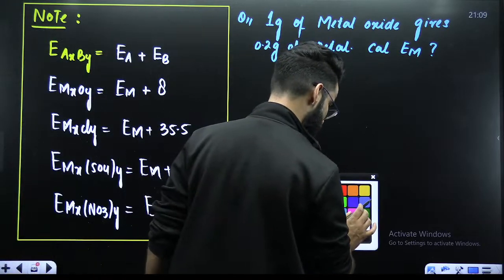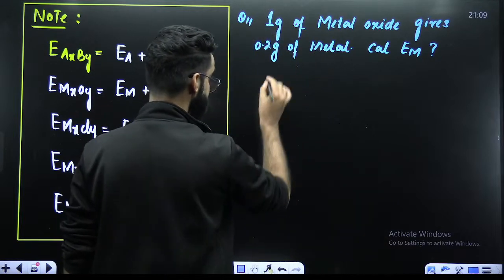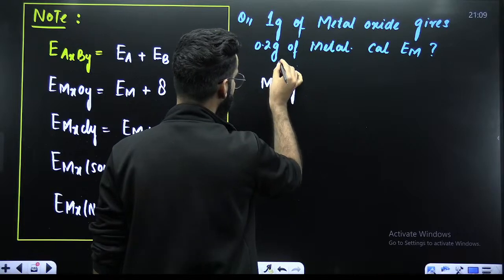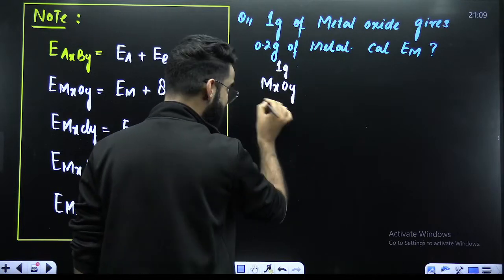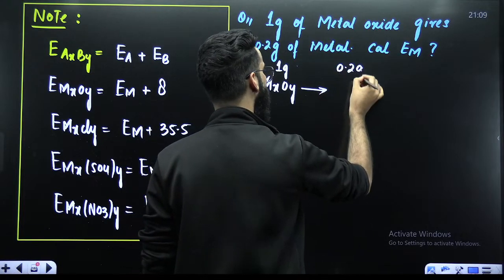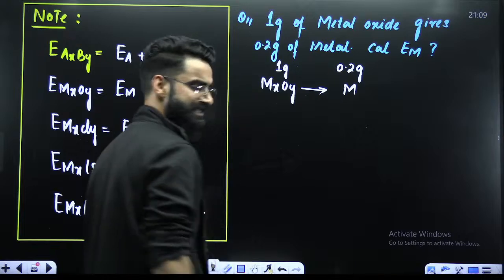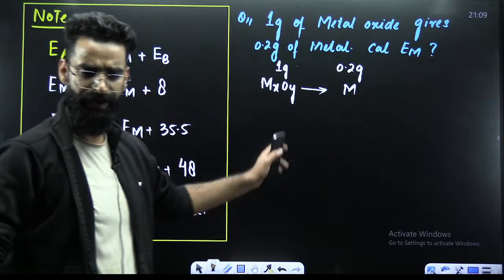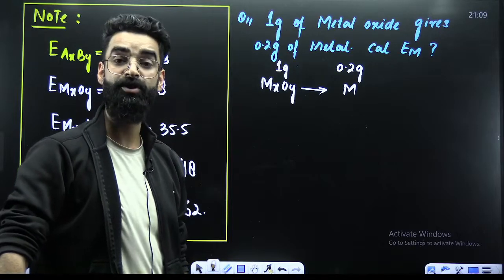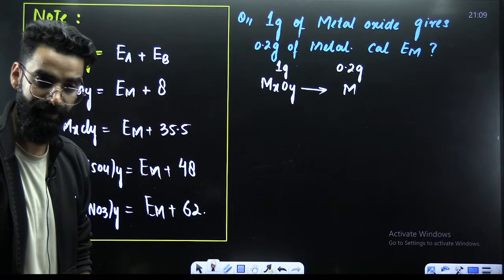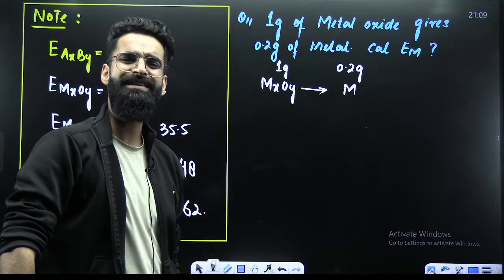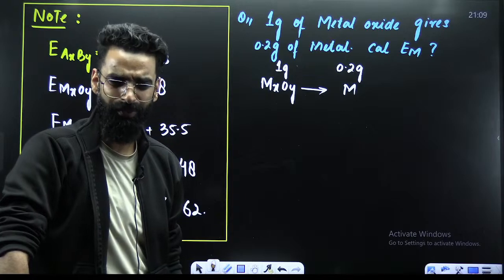Whenever you see this sort of question, how do you approach it? See guys, you have got 1 gram of metal oxide. Let's say this is your metal oxide and you have taken its 1 gram. 1 gram of metal oxide gives 0.2 grams of the metal. This is something which is given to me. Calculate the equivalent mass of metal, right? Well, first of all, in the equivalent concept, am I supposed to balance the reaction or something? No, nothing like that.